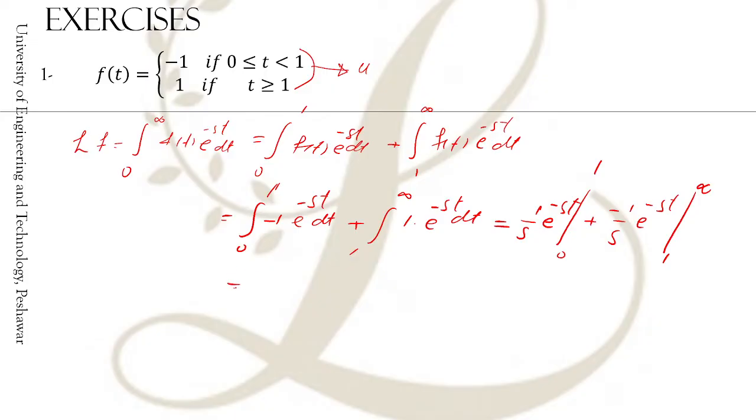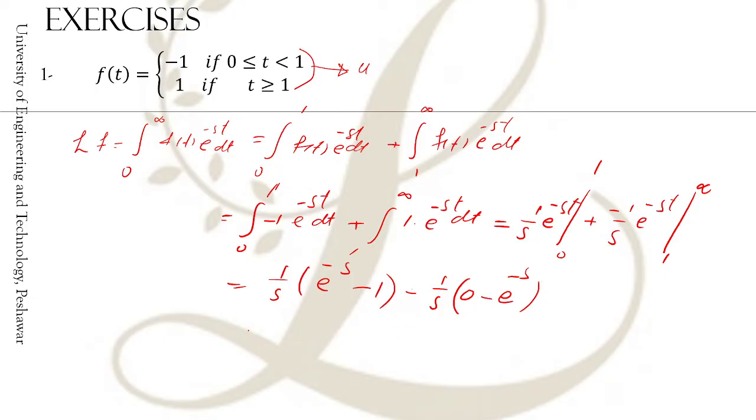Now, if we put t equal to 1 here, that gives you 1 over s e power minus s, and putting t equal to 0 here will give you minus 1. And then we have plus minus 1 over s. If you put t equal to infinity, it becomes 0, but if you put 1, we get 0 minus e power minus s.